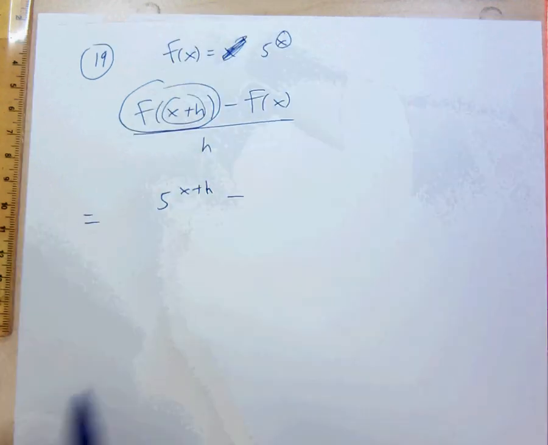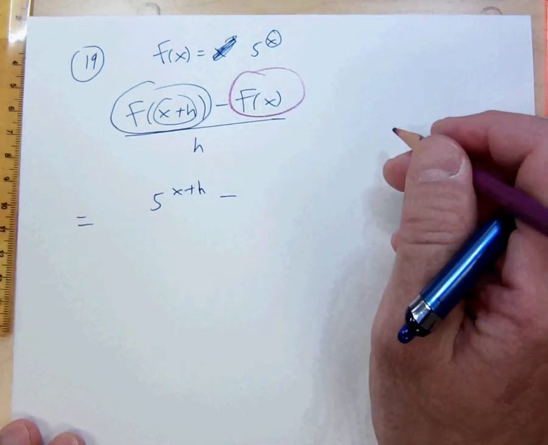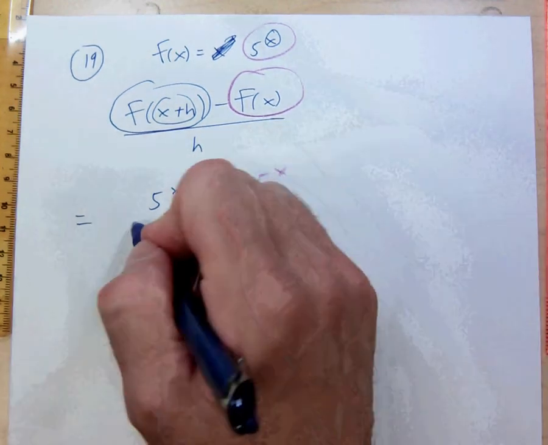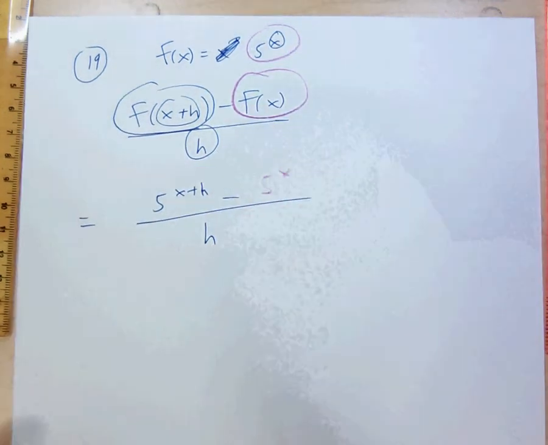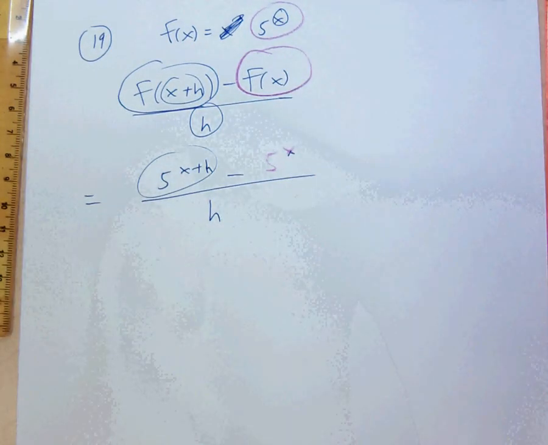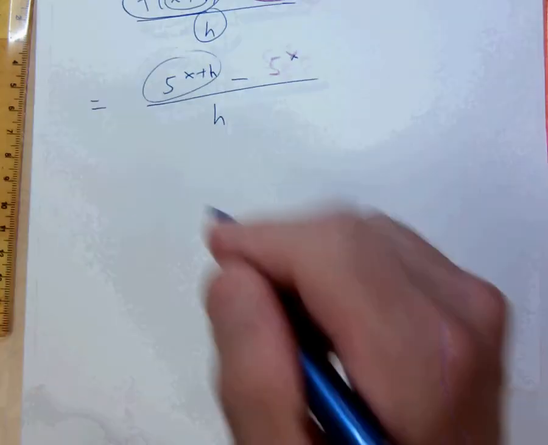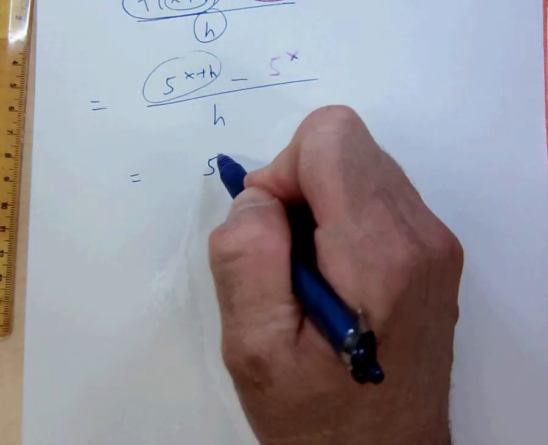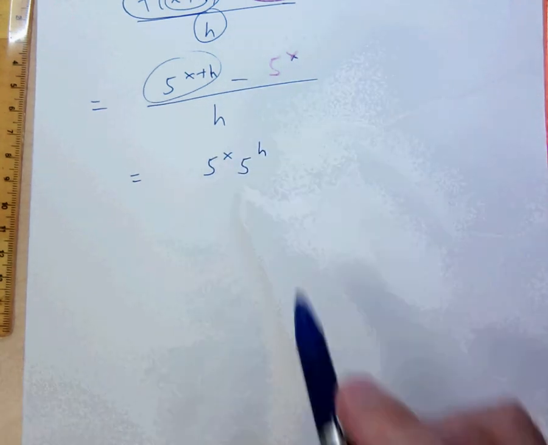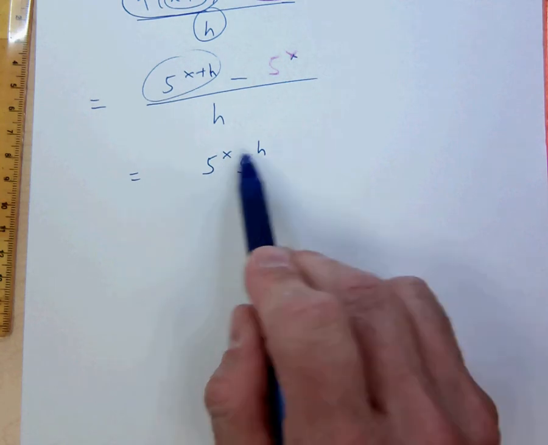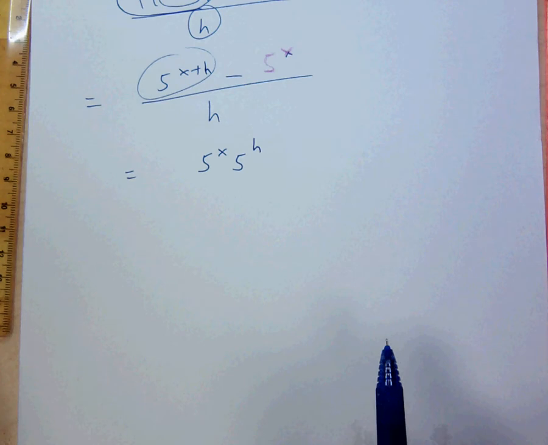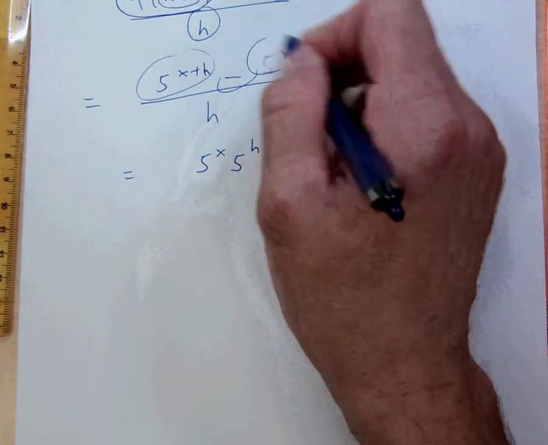Minus, what's f of x? f of x is just 5 to the x, correct? All over h. You with me? Using algebra 1, what can I split that up into? 5 to the x times 5 to the h. Because remember, going backwards, when you multiply those 5s, wouldn't you add the exponents? So if you don't see that, just think backwards, yes? And then minus 5 to the x.